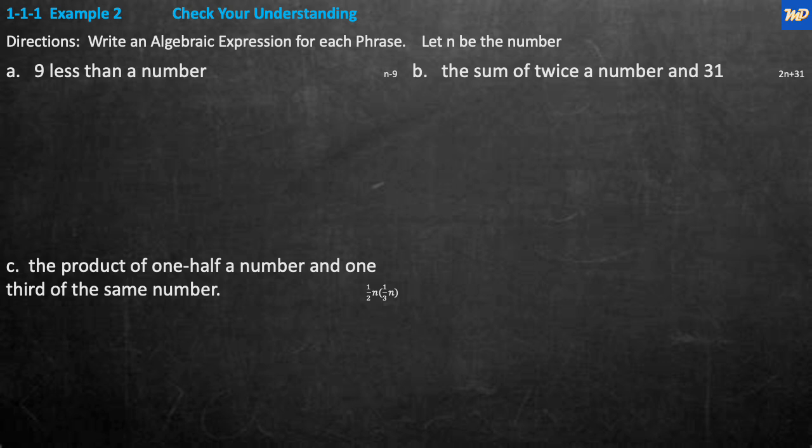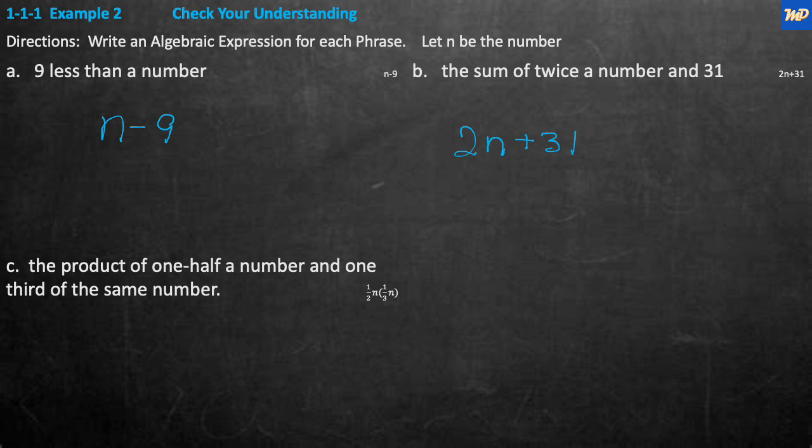See how that is. 9 less than a number, n. That's better. Minus 9. How about B? The sum of twice a number and 31. Sum is adding. So 2 times n plus 31. Oh, that blue is much better.